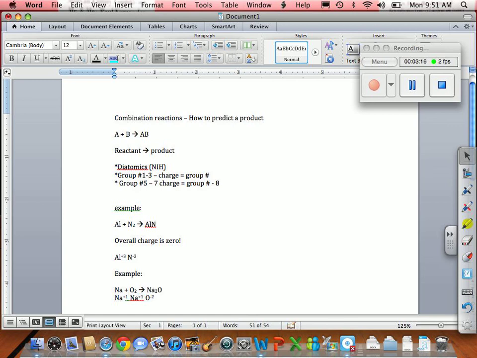Now some of you, again, know from class, are looking at this and saying, oh, but law of conservation of mass, this really bothers me. That's where balancing equations comes in, and we'll do that in our next unit. At this point, though, what we're looking for is how to predict a product.